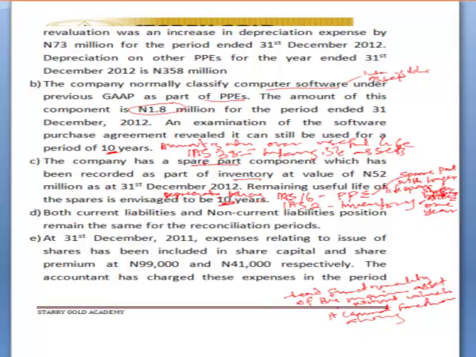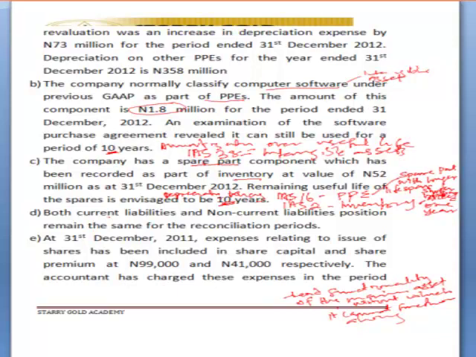Now, on part D, both current liabilities and non-current liability positions remain the same for the reconciliation period. So it means no adjustment affects your current liability and your non-current liability. Then we also look at the E.